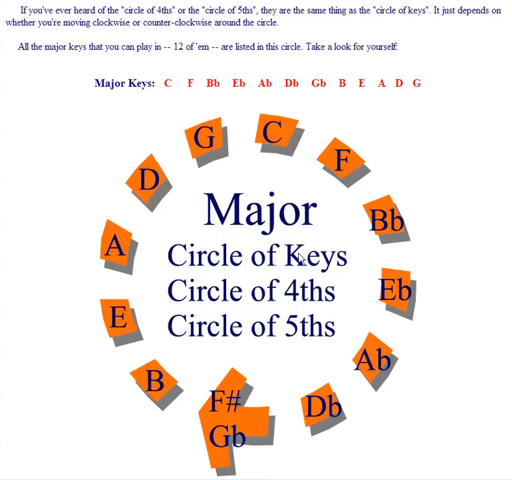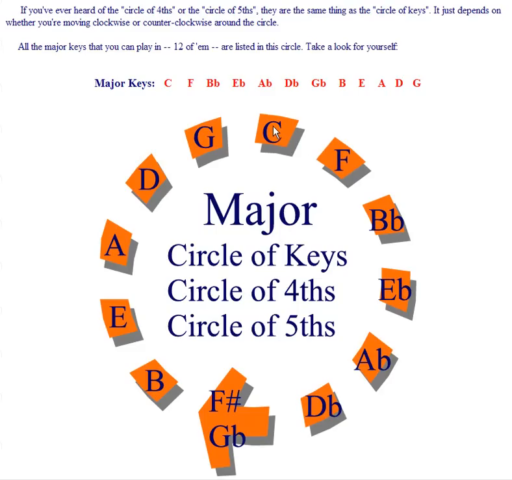So that third thing you can learn from this circle is the relationship of keys, the related keys. If you're in the key of C, it's most closely related to the key of F because there's only one difference. The key of C has no sharps or flats, and the key of F has one flat. So the only difference between the key of C and the key of F is that one flat. And we already learned that one flat is always B flat, okay?